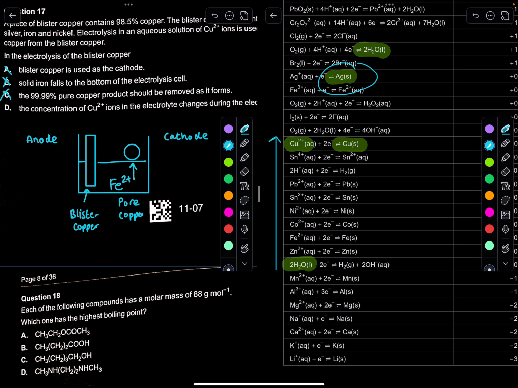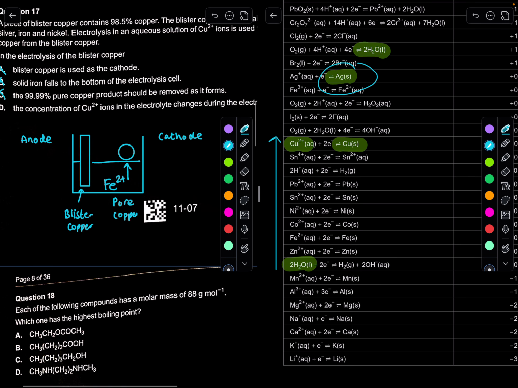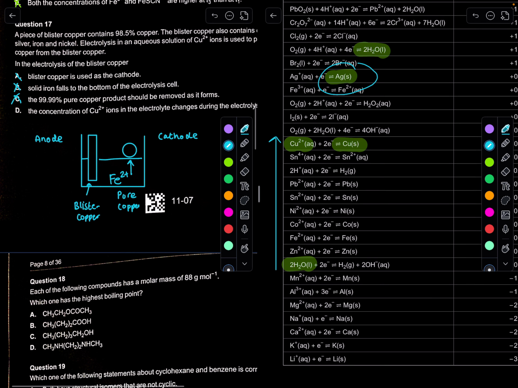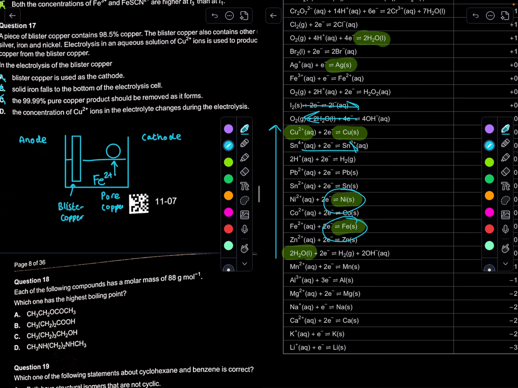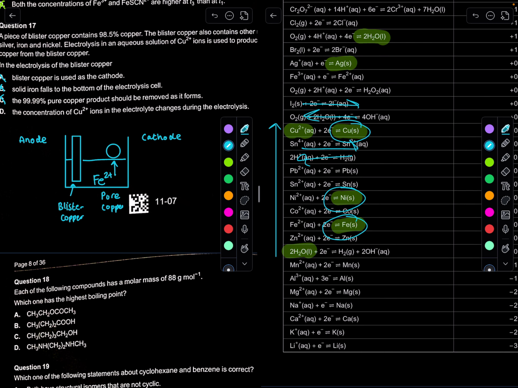So, D, the concentration of copper 2 plus ions in the electrolyte changes during electrolysis. Now, it does actually, because you might wonder, let me just go back. Aren't these two, after they have turned to ions in the electrolyte, just going to, as this oxidizes and this reduces, when it's getting reduced to Cu2 plus ions, isn't that going to decrease the concentration of Cu2 plus ions? But also, when the copper is getting oxidized, isn't it just going to reform them?